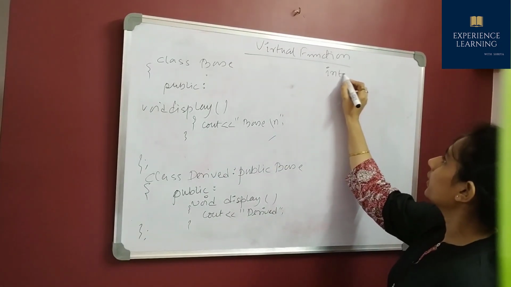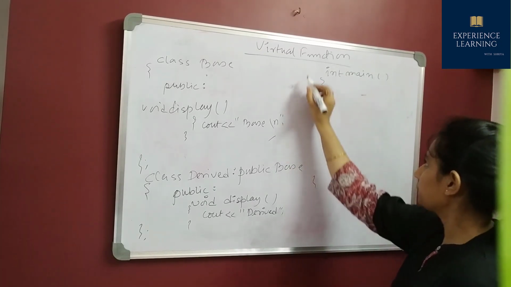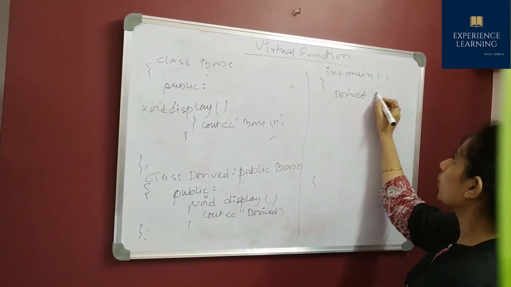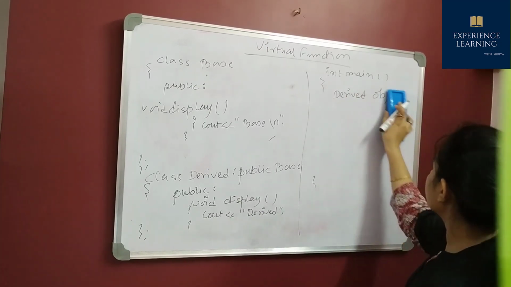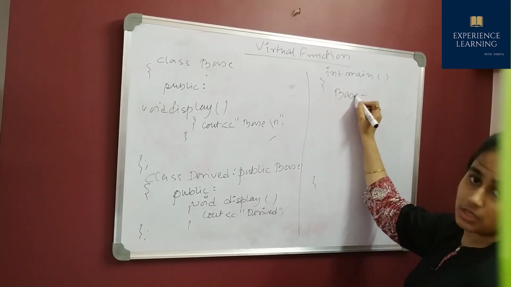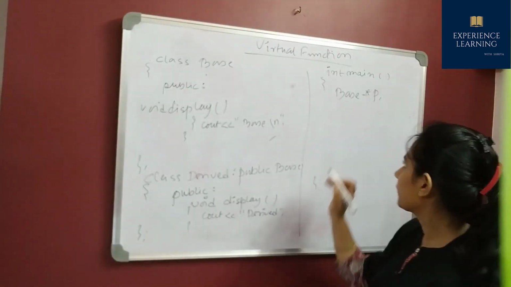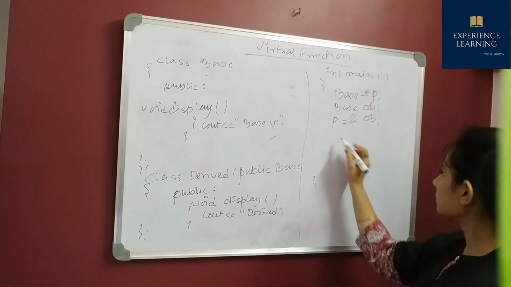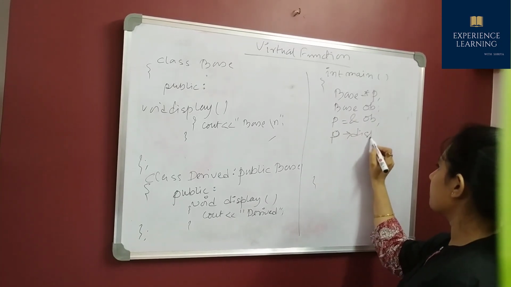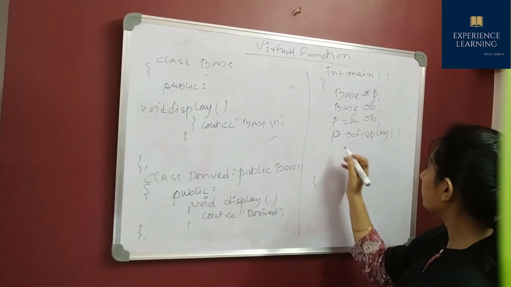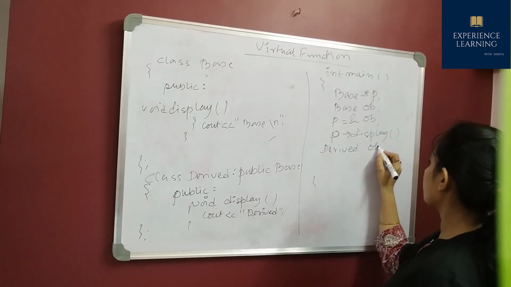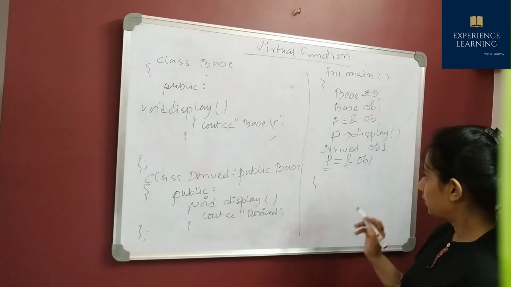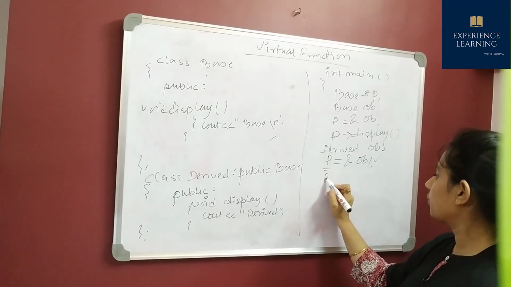Next, int main. I am taking the base class pointer P, and another base class object, OB, and writing P display. Next, a derived class object, say OB1, and here I am writing P equals ampersand OB1. So now P is holding the object of the derived class, and again I am going to write P display.